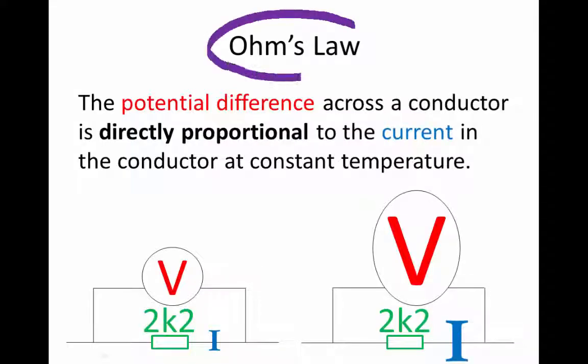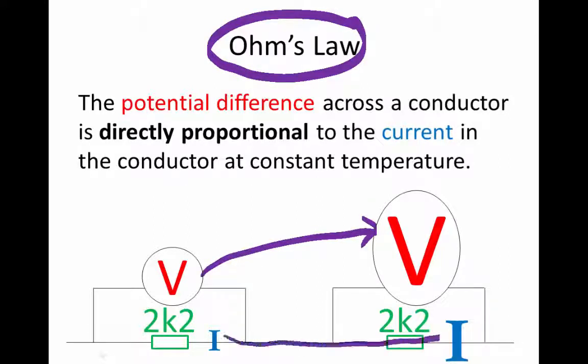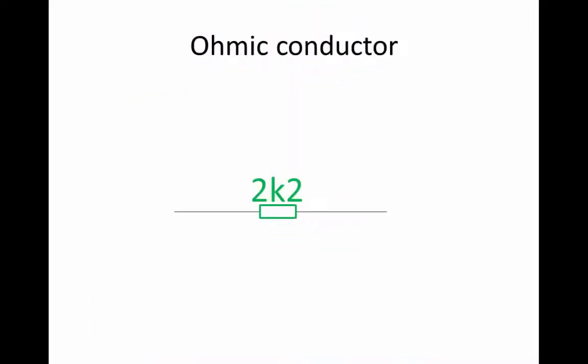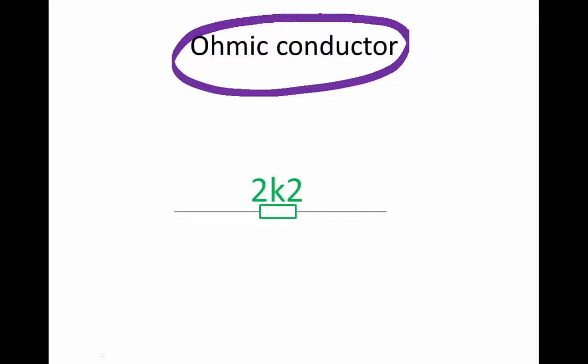So we have seen that Ohm's law does apply to this 2K2 resistor, because as the voltage is changed across the 2K2 resistor, the current strength also changes through the 2K2 resistor by the same factor. If you double one, the other doubles. If you triple one, the other triples. If you halve one, the other halves, or whatever it might be. In other words, this 2K2 resistor is an ohmic conductor because it obeys Ohm's law.